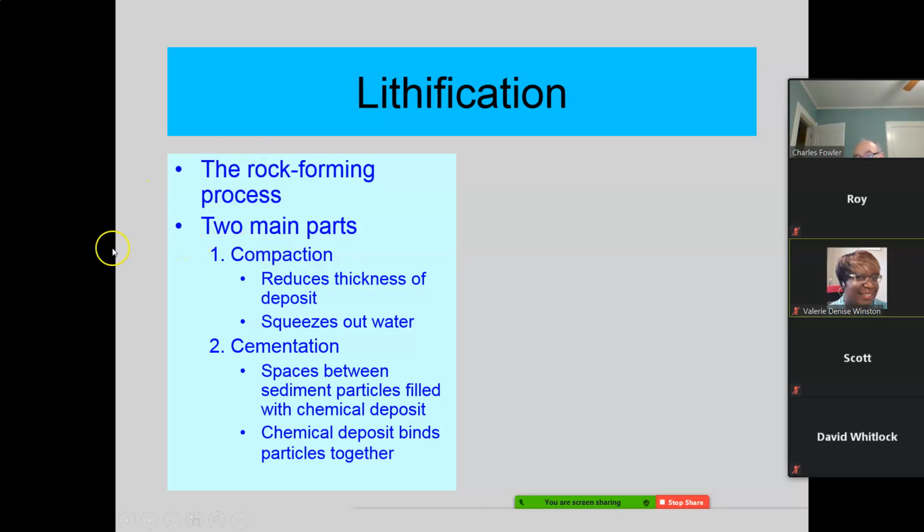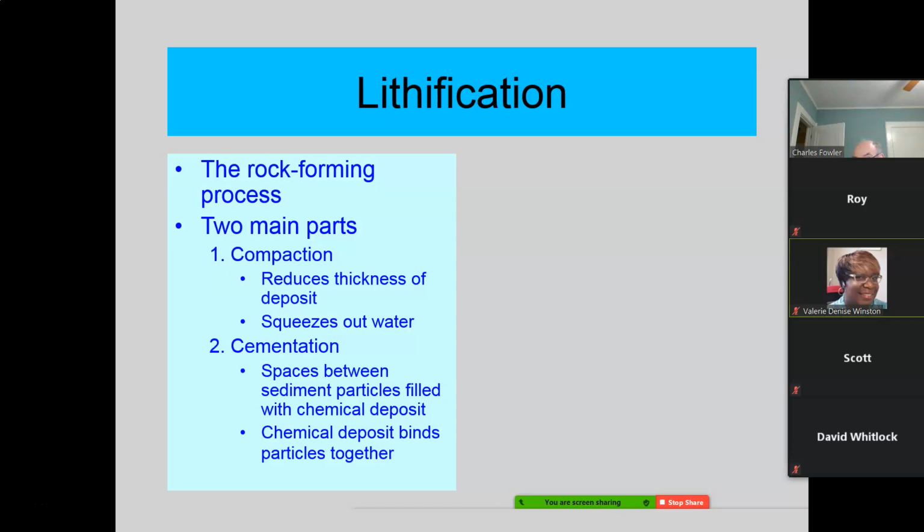But the first thing that makes it into a rock is when you compact it. You get layer over layer over layer over layer over layer. These upper layers are not rock, but somewhere down there, these are getting compressed and contracted more and more, and they start the process of becoming rock. What happens is, as more and more layers get on top, it gets heavier and heavier. You start reducing the thickness of that deposit because you're pushing the particles closer and closer together.